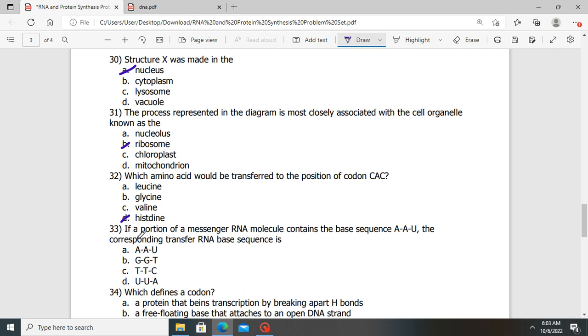If a portion of a messenger RNA molecule contains this base sequence, the corresponding transfer RNA base sequence is? So if the messenger RNA contains A, U, the A bonds with uracil, then uracil to A. So the answer is D.